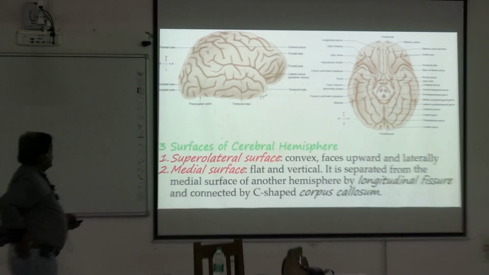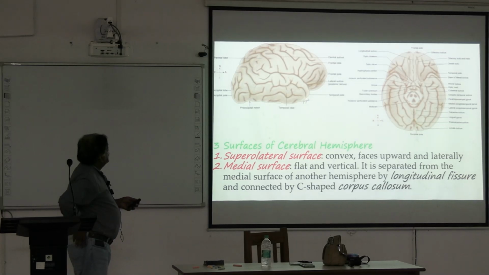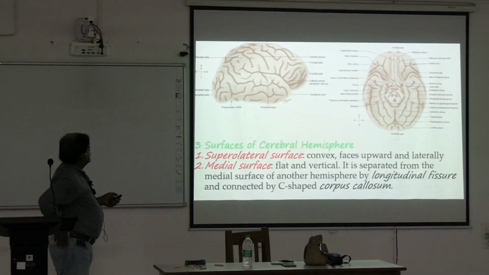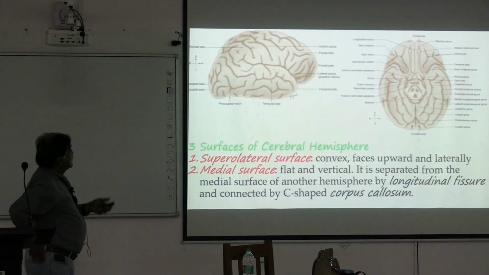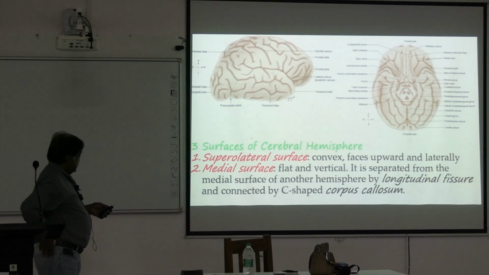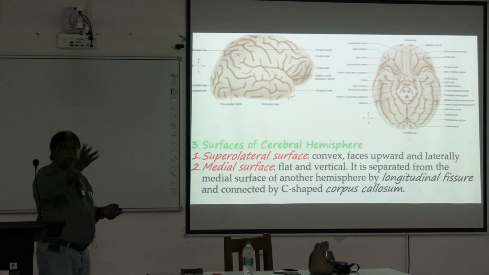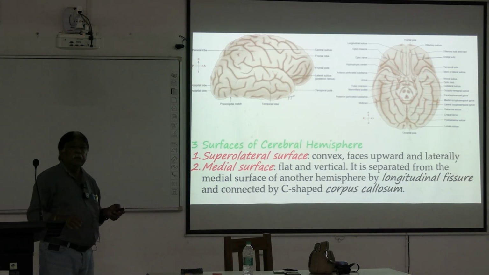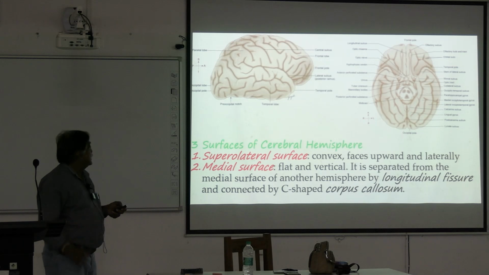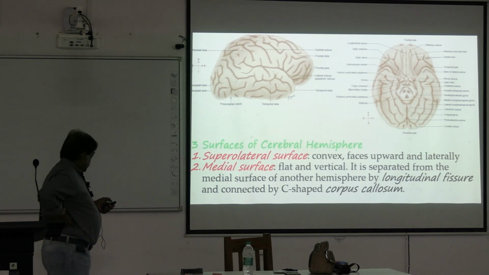Now you can see the picture of the brain, the lateral surface and the undersurface of the brain. I will put this specimen in the dissection hall, not in your lab or demo room. It will be there on 2 tables. Please look into it. Now, 3 surfaces of cerebral hemisphere.